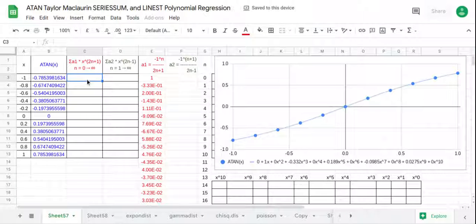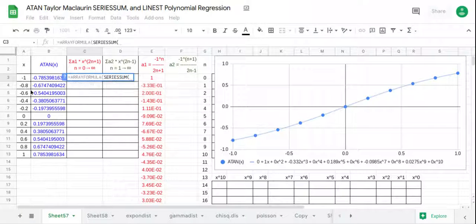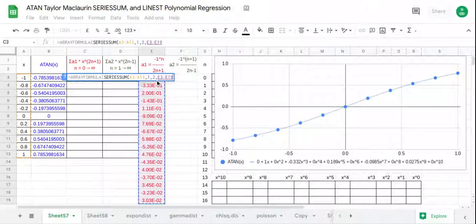Now we complete the Taylor-Maclaurin sum of the first expansion. So array formula, series sum of the x values raised to the power 2n plus 1. So where n starts from 0 to infinity. So at 0, 2 times 0 plus 1, so 1. So the starting point is 1. Continued by 2 times 1 plus 1, 3. So 1, 3, 5, 7, 9. So the increment is 2. And the coefficient, this range, A1.